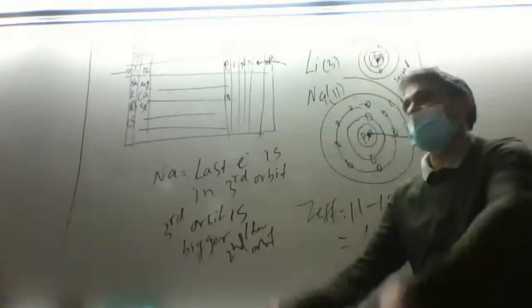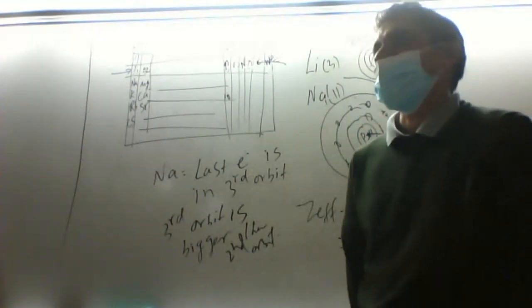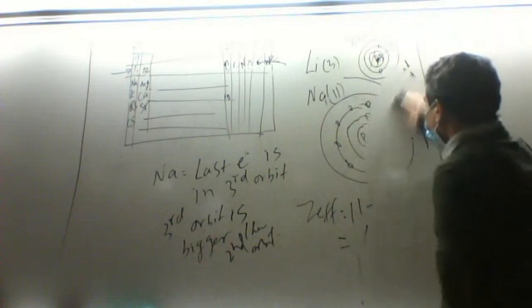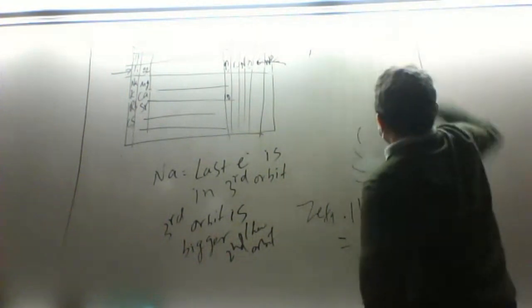Alrighty, so this is a very important concept. With this concept, we can talk about electron affinity and ionization potential. Good. So I already wrote that in slide number 4. You can read it at home.